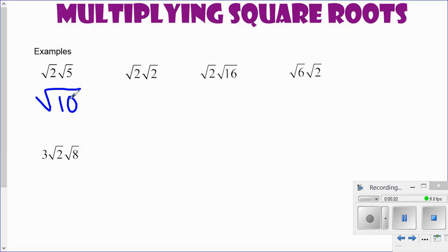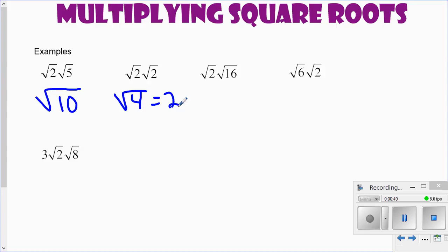So this would simplify to the square root of 10. Then, of course, you have to check the square root of 10 to make sure that it's simplified using the rule that we talked about yesterday, but there's no perfect square besides one that goes into 10, so that's my final answer. So I can do the same for this next one, square root of 2 times square root of 2. Well, that's the square root of 2 times 2, which is 4, and the square root of 4 is just 2.